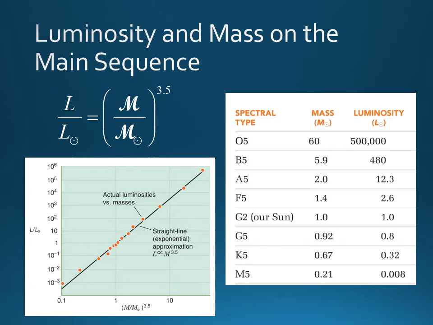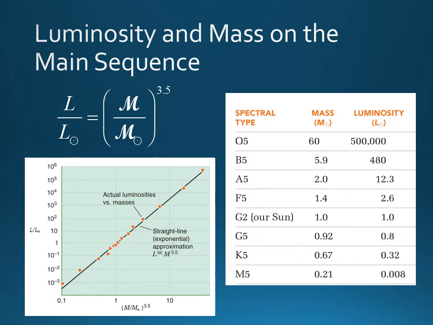Based on observations of stars with well-known luminosity and mass, astronomers found a power law relating mass and luminosity. The data are presented in the figure. Luminosity is proportional to mass raised to the power 3.5. The exponent 3.5 is an average value over a wide range of main sequence star masses.